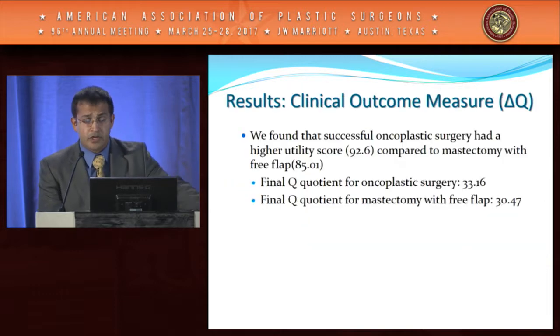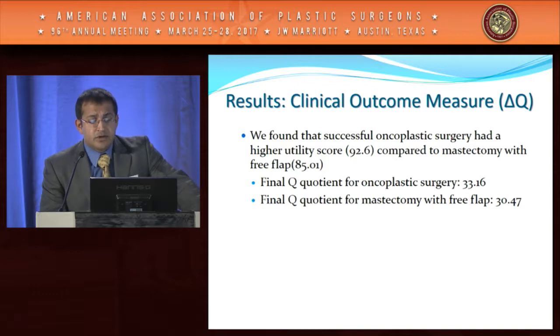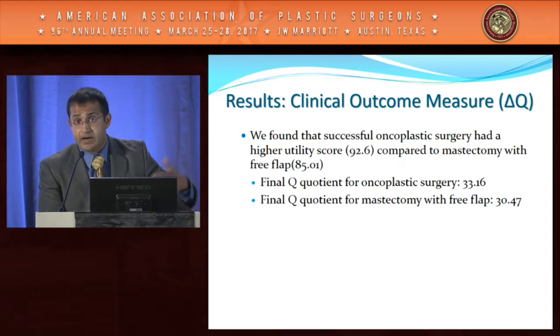So what are our results? Well, we found that successful oncoplastic surgery had a higher utility score after surveys were performed with the surgeons, a higher score of 92.6 compared to mastectomy, which had a utility score of 85.01. In this case, higher is better.